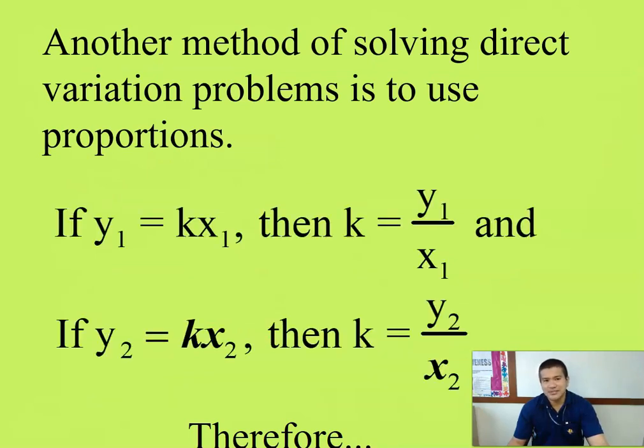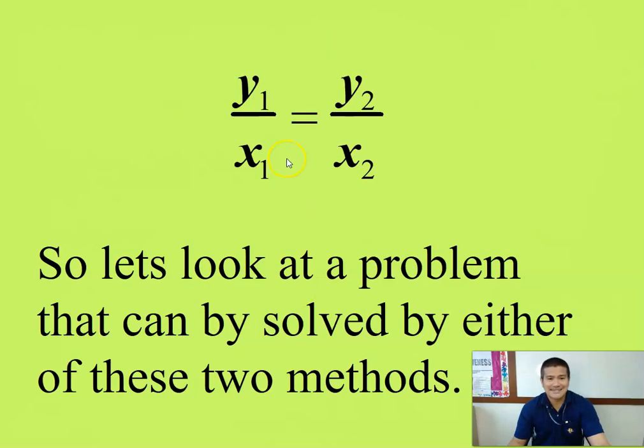Another method is using proportion. In proportion, you can have y sub 1 over x sub 1 equal to y sub 2 over x sub 2, where you are not going to find k, the constant of variation. You can also use this if the problem is just looking for unknown variables x and y. Okay, let's try some problems.